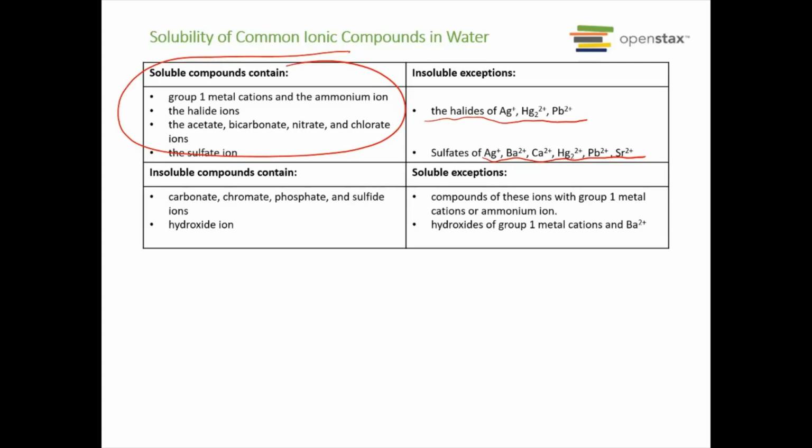Now, there are some compounds that are generally always insoluble, with exceptions. Carbonates, chromate, phosphate, sulfide, and hydroxide ions tend to be insoluble unless they are with a group 1 metal cation or ammonium. So ammonium carbonate, sodium chromate, those are actually soluble because of that group 1 metal. Or if you have a hydroxide of a group 1 metal and barium 2+, those are also exceptions. So if you have an insoluble compound with a soluble exception, it's going to be soluble.